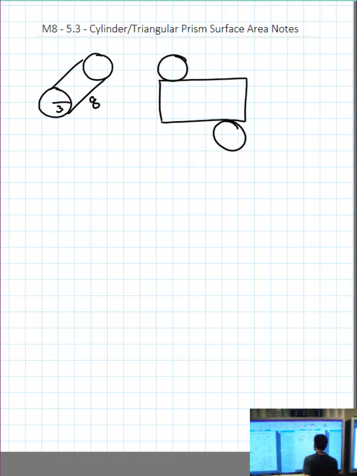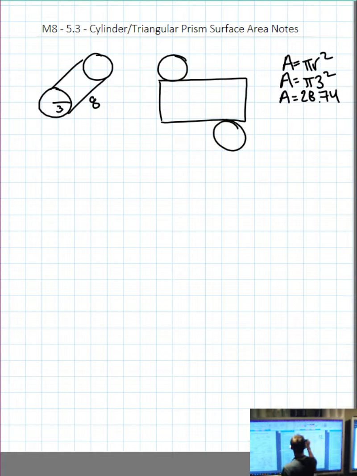So let's first of all work on the circle. The formula for the area is A equals pi r squared. We have a radius of 3, so pi times 3 squared. Notice I don't care about the order. 3 squared is 9, times pi is 28.74. Now let's get some units. Centimeters from the notes. So that's going to be centimeters squared.